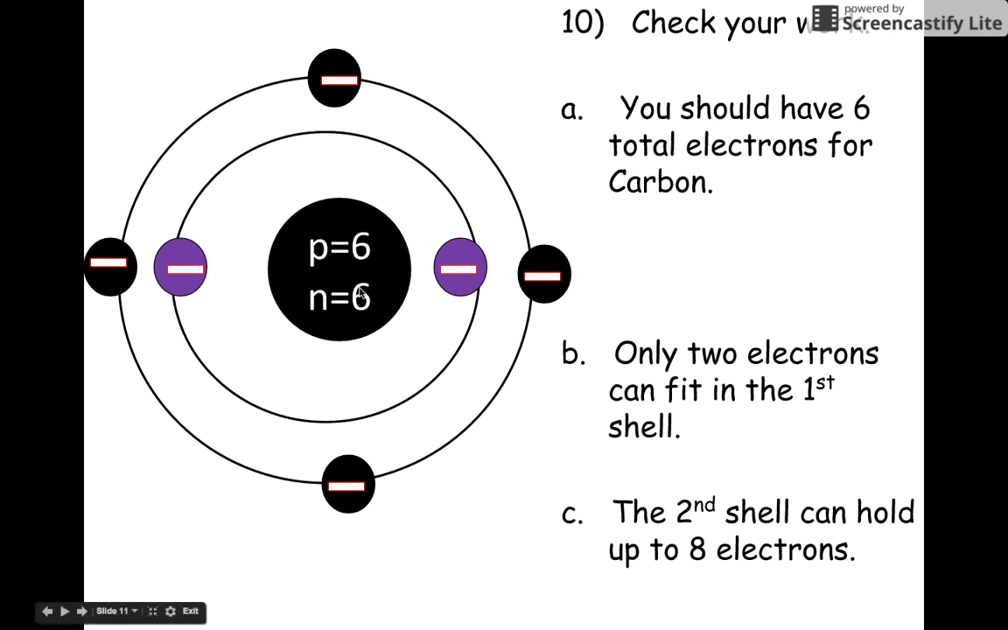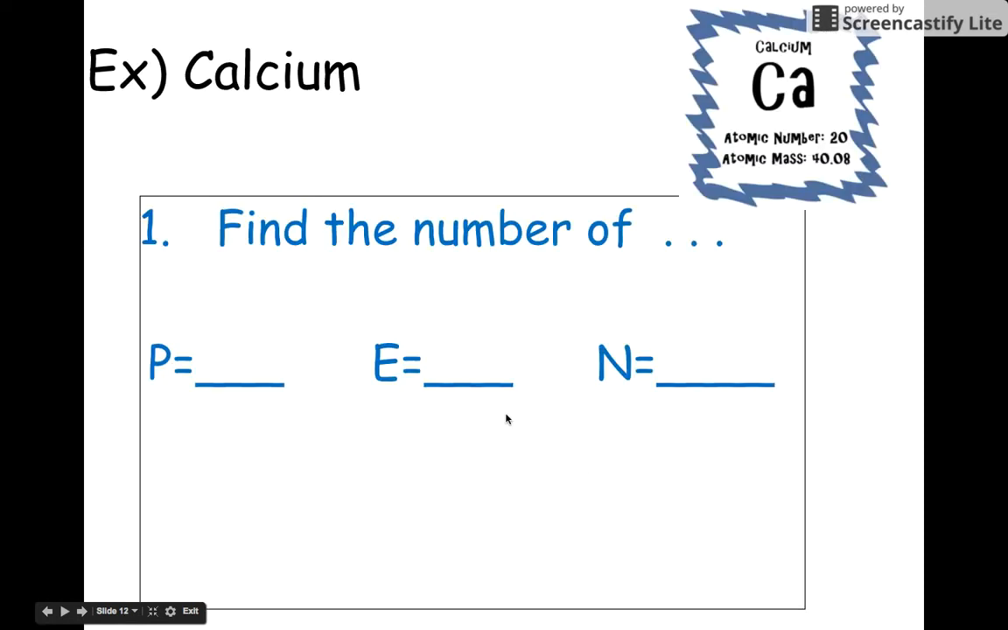However, keep in mind that you could add up to 8 on the second shell. Okay, we don't need to do more than this because we only have 6 electrons. But the second shell could fit 4 more if you needed. So let's do another example here.